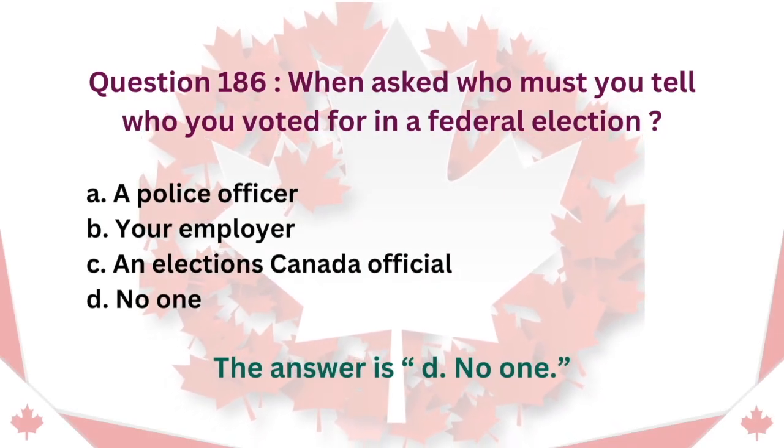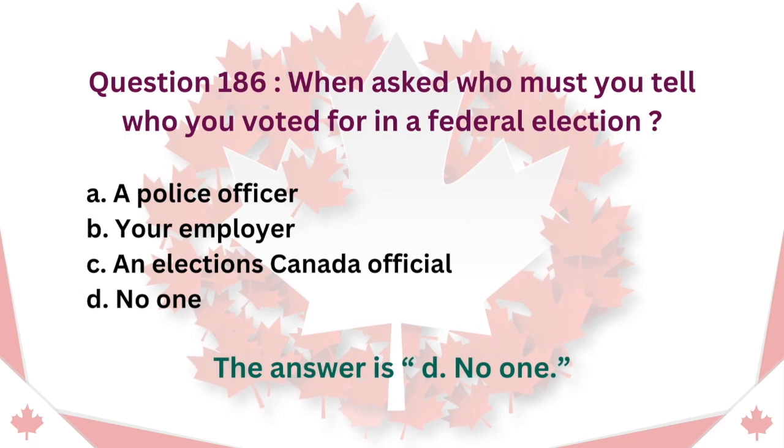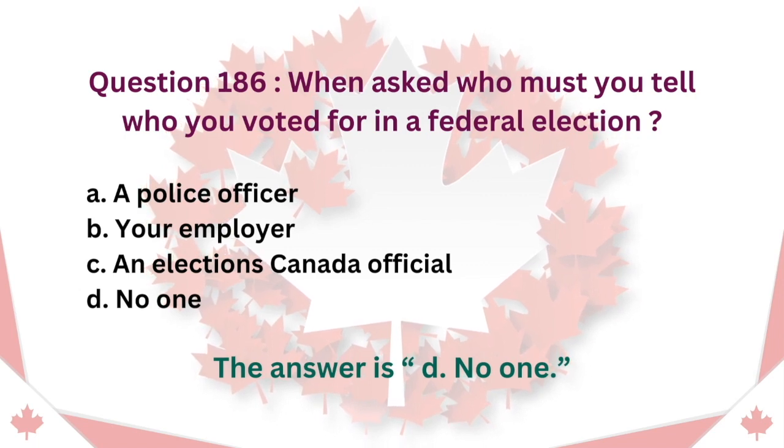Question 186. When asked, who must you tell who you voted for in a federal election? A. A police officer. B. Your employer. C. An Elections Canada official. D. No one. The answer is D. No one.